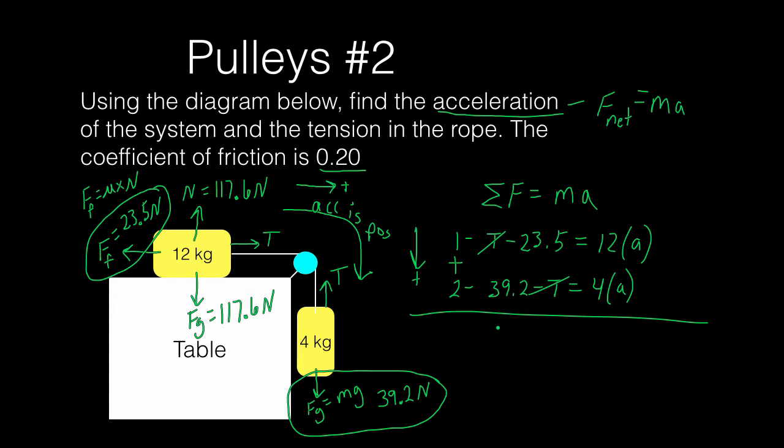Okay, so on the left side of this equation, we've got a positive 39.2 and a negative 23.5. So what I'm going to do is take 39.2 and subtract 23.5. And that will be 15.7. And that's going to be equal to 12a plus 4a. 12 plus 4 is 16 times a. And so to isolate a, you divide both sides of this equation by 16.